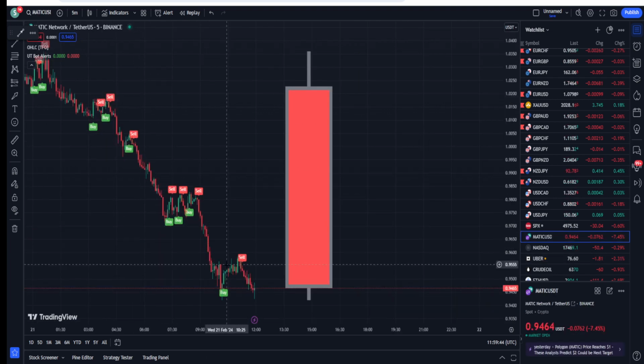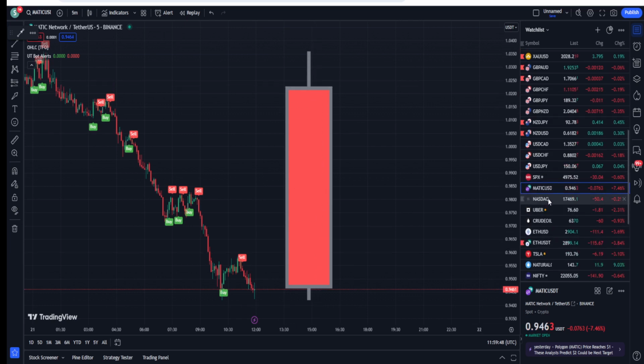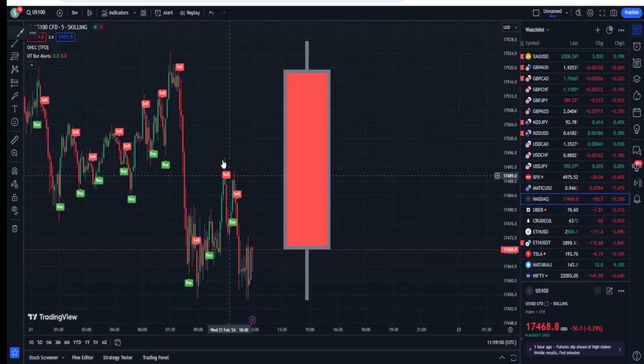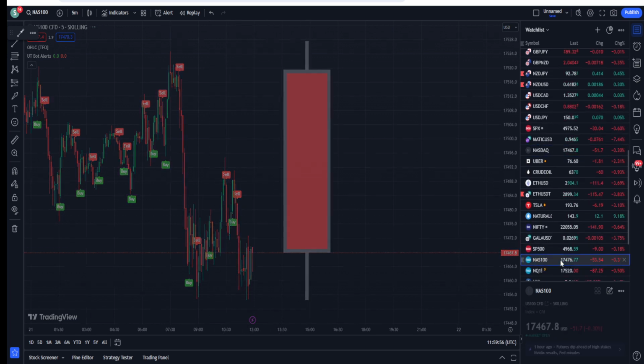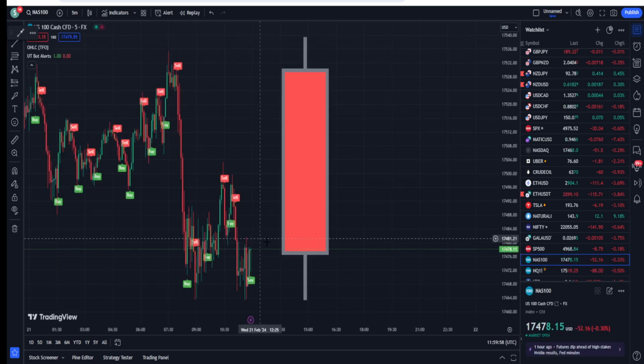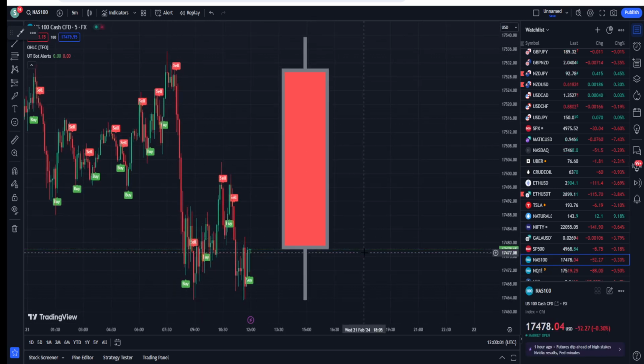On the crypto, you can see it's a straight downfall and the candle was completely red. If we talk about Nasdaq, it is red, and you can see the selling opportunities are working. And even if we go for NAS, yes, it's working on the sell side. So guys, this is what I want to convey to you.